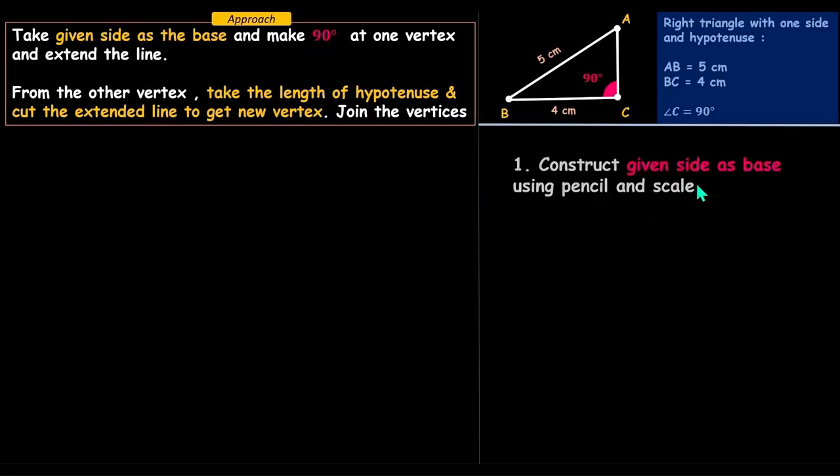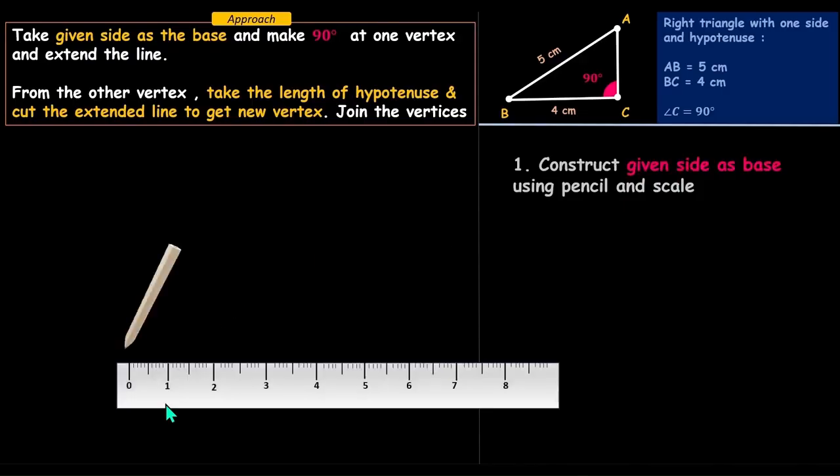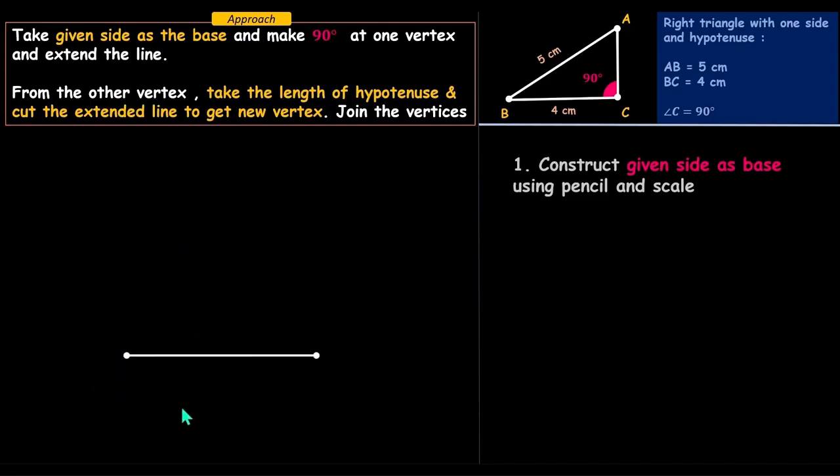Construct the given side as base using pencil and scale. So we know our base is 4 centimeter and we have a reference figure right here. So we'll keep looking at it while we construct our figure. So we have our reference figure and now we have our pencil and scale. So let's make a 4 centimeter side here. So that's 4 centimeter. We'll name it BC of 4 centimeter. And as you can see, we're talking about this side. So this side is done.